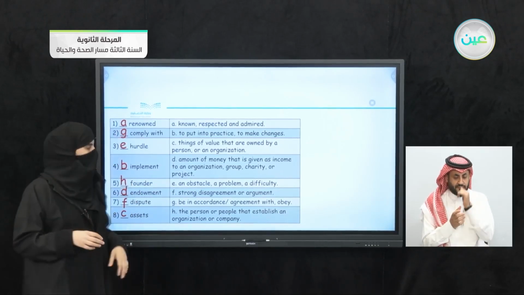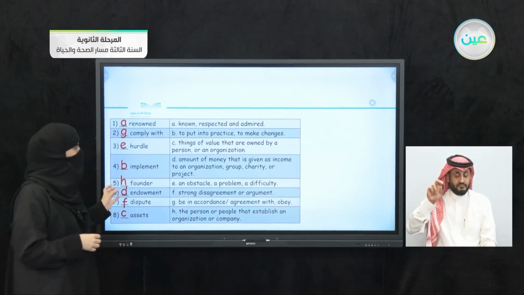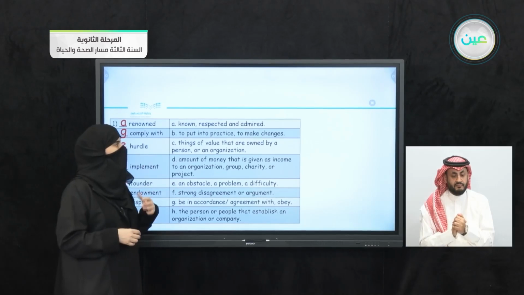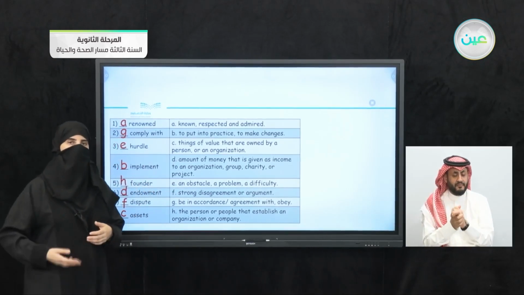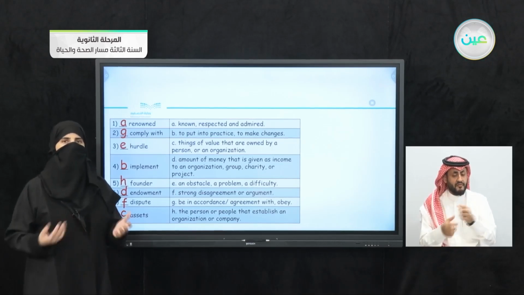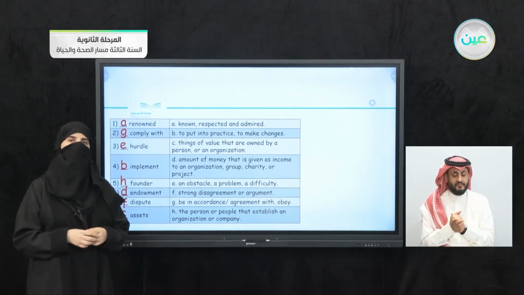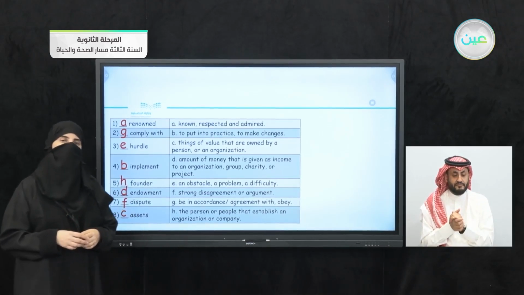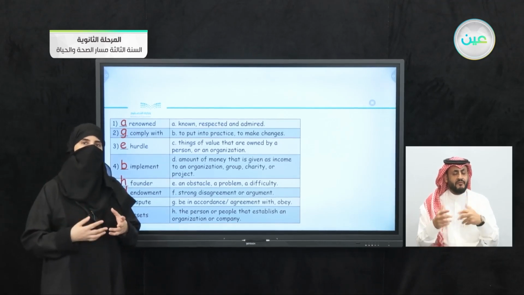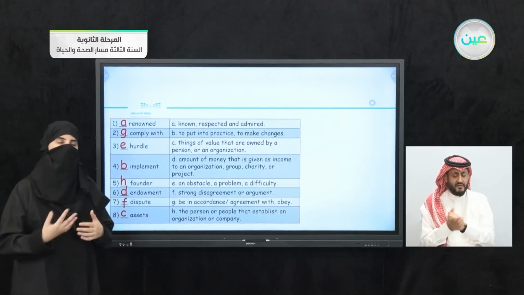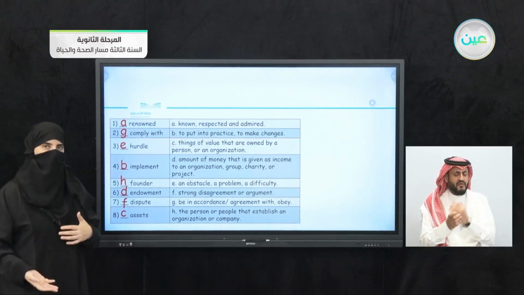Now this leads us to the last word, which is the word assets. Assets are things of value that are owned by a person or an organization. Of course, they can be money, houses, cars, or different things that are owned by the same person or organization, as we mentioned. So we have lots of words. They are many words, but you see that they are easy to recall and remember as long as you are focusing on how you are studying these words.